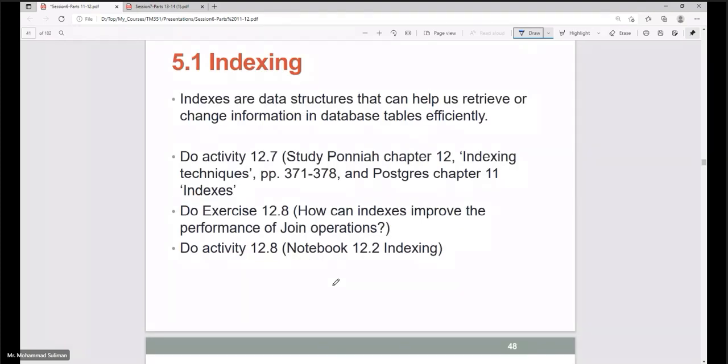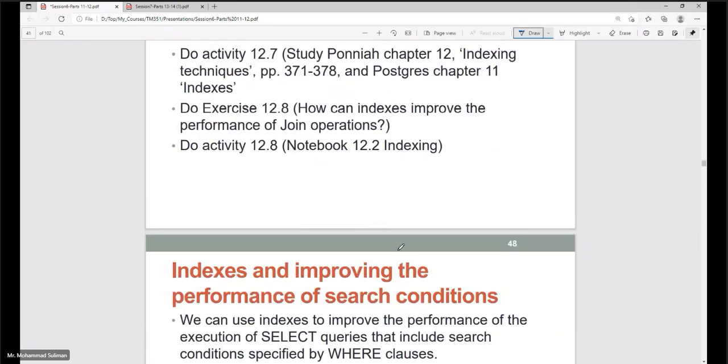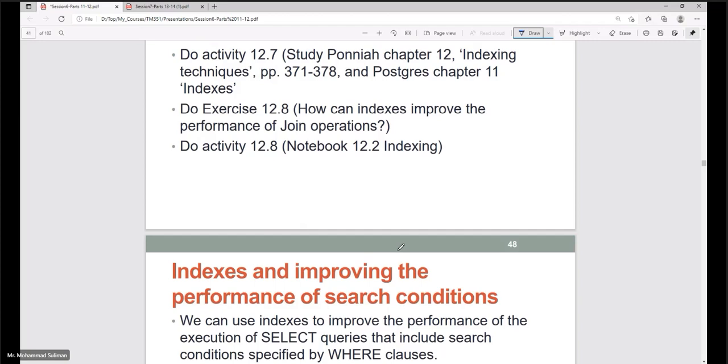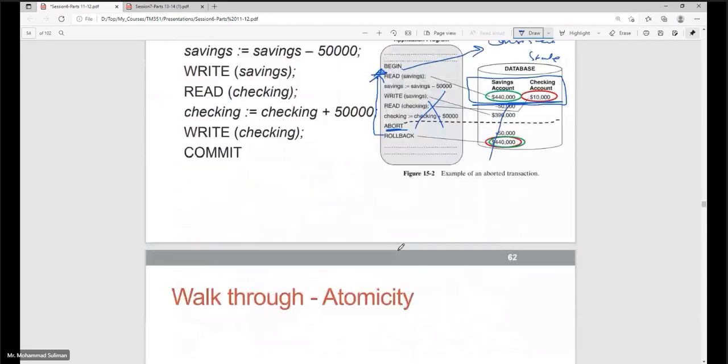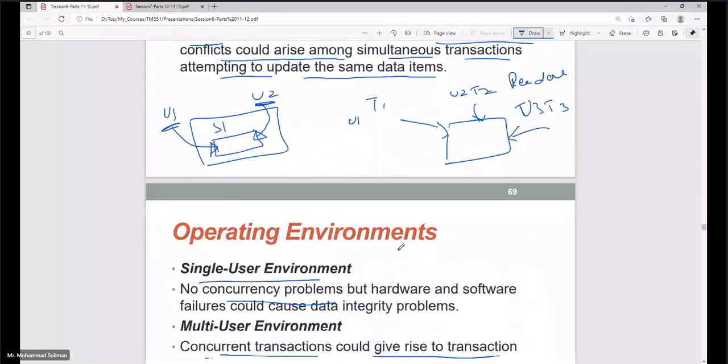Indexes are data structures that can help us to retrieve or change information in the tables efficiently. So you can study about this indexing in activity 12.7. Indexing is an important thing here. I'll take you to that 12.7 here.